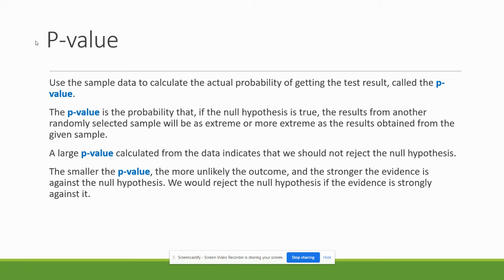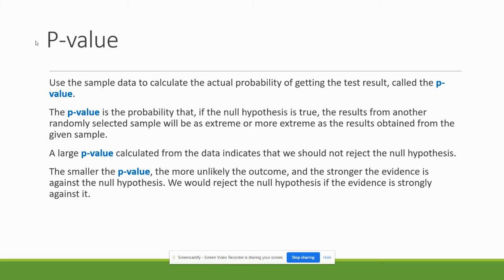So when you're using sample data to calculate the actual probability of getting the test results, we call that the p-value. So the p-value is the probability that if the null hypothesis is true, the results from another random sample will be as extreme or more extreme as the results obtained from that given sample. So what's that mean? That means that if I run this test again on another sample, I think I will get the same results. Nothing is cut in stone with stats and stuff.